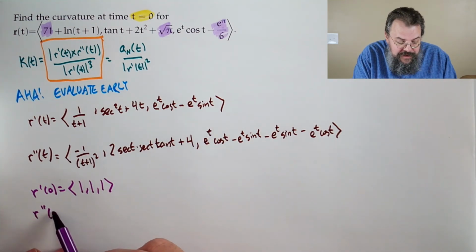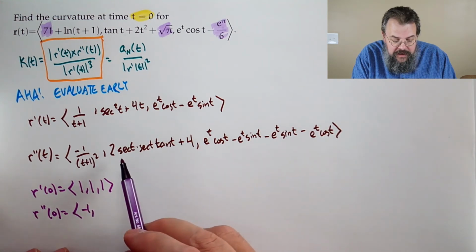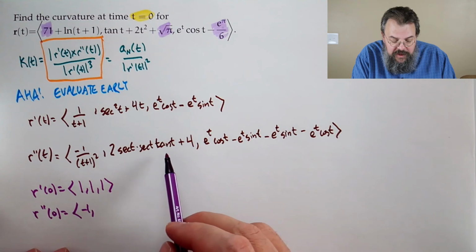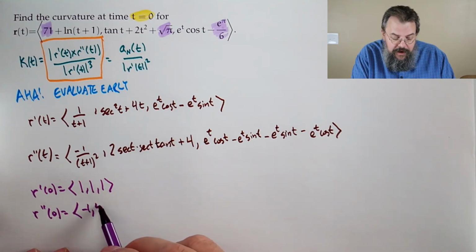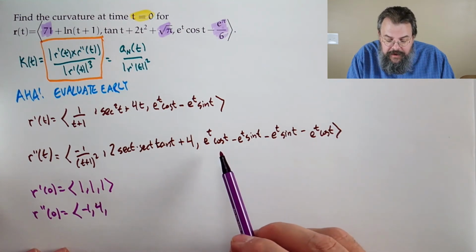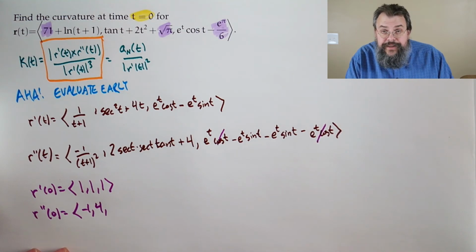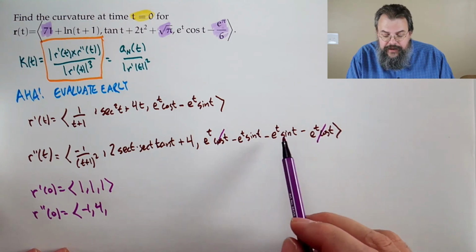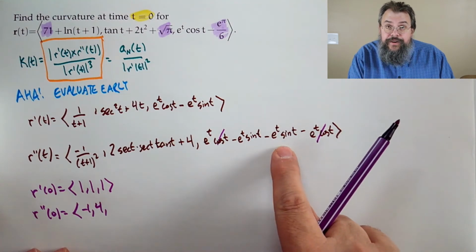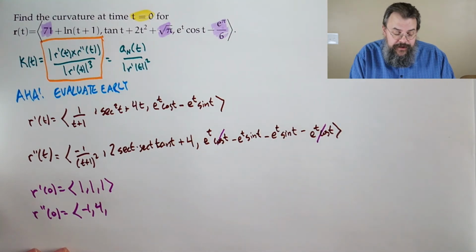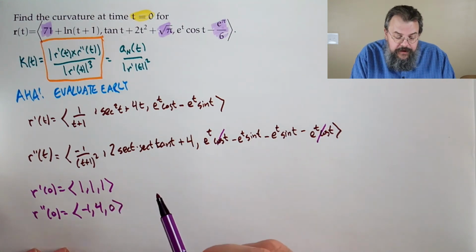R double prime of 0? Well, what do we have? Minus 1, here, secant of 0 times secant of 0 times tangent of 0. Well, tangent of 0 is 0. That goes away, so you have a 4. What do we have here? Well, notice the e to the t cosine t's cancel. That's nice. And now you see you have a minus 2 e to the t sine t, but we're plugging in t equals 0. Sine of 0 is 0, meaning you get 0. Well, great. This is beautiful.